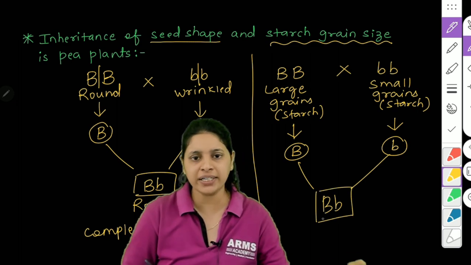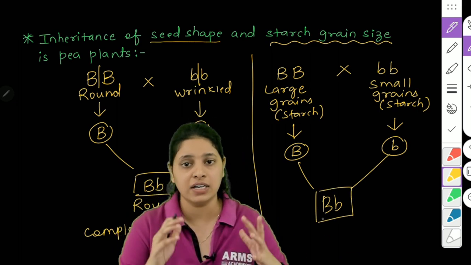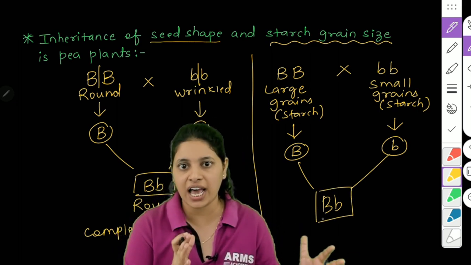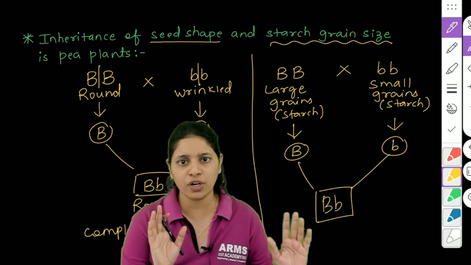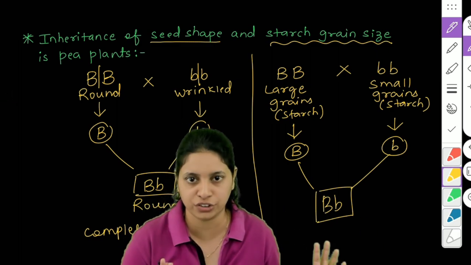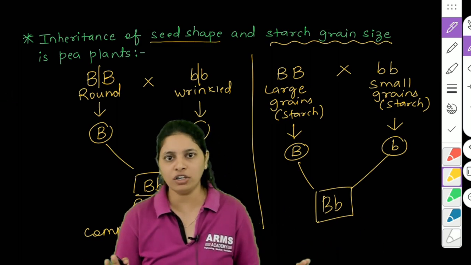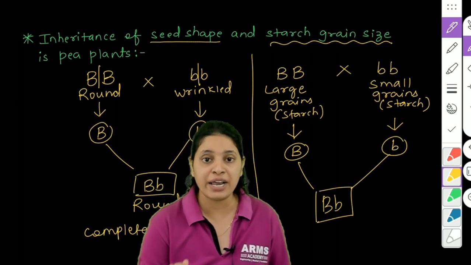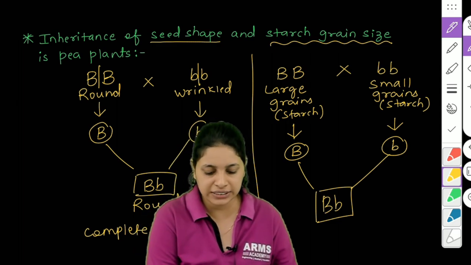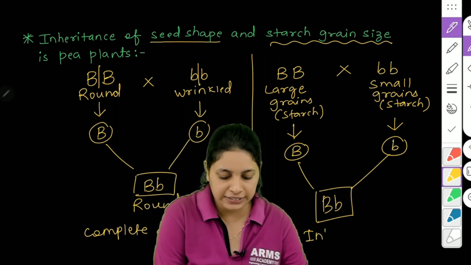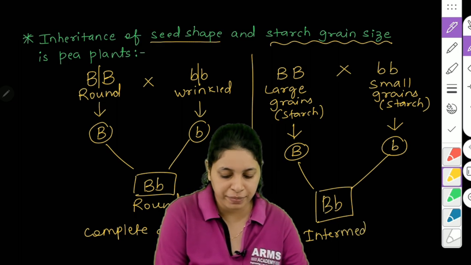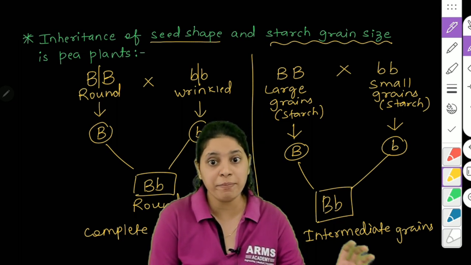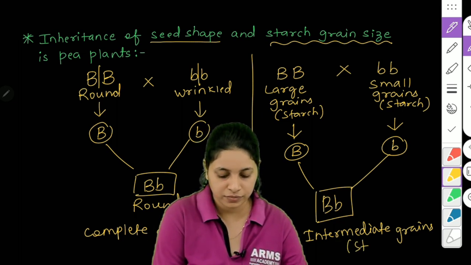What we expect according to complete dominance is that the starch grain size should match one of the parental characters, like, let's say, the large size. But it is not so. If we take this hybrid plant, capital B, small b, we see that the starch grain size is intermediate, medium in size.